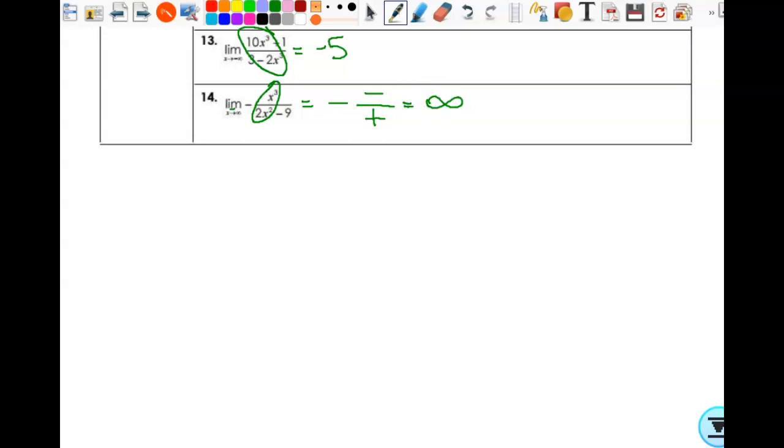Okay? So pay attention to those signs on those, because that can get tricky. If it's positive infinity, you don't really have to pay that much attention, because it's just all going to stay positive. But watch out for the rest, okay? What questions do you have? Anything? We good?